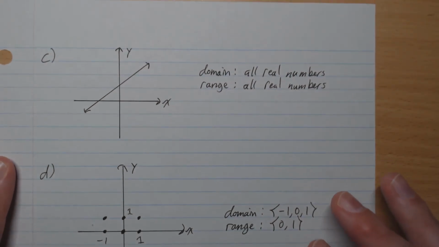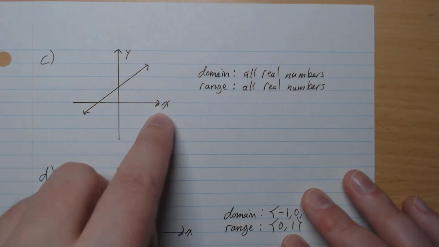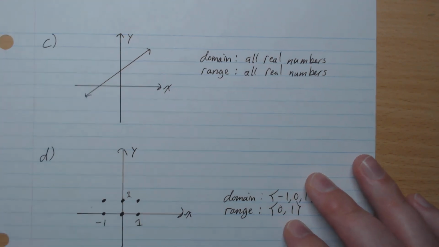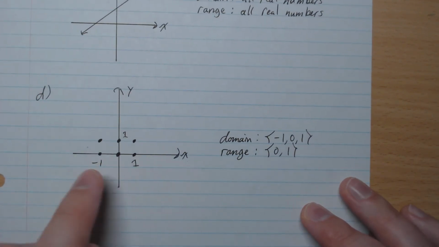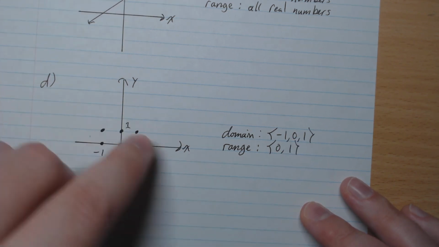Okay, we're back. So C, domain, all the real numbers. Range, all the real numbers. D, domain, -1, 0, and 1, like that. Range is 0 and 1, like that.